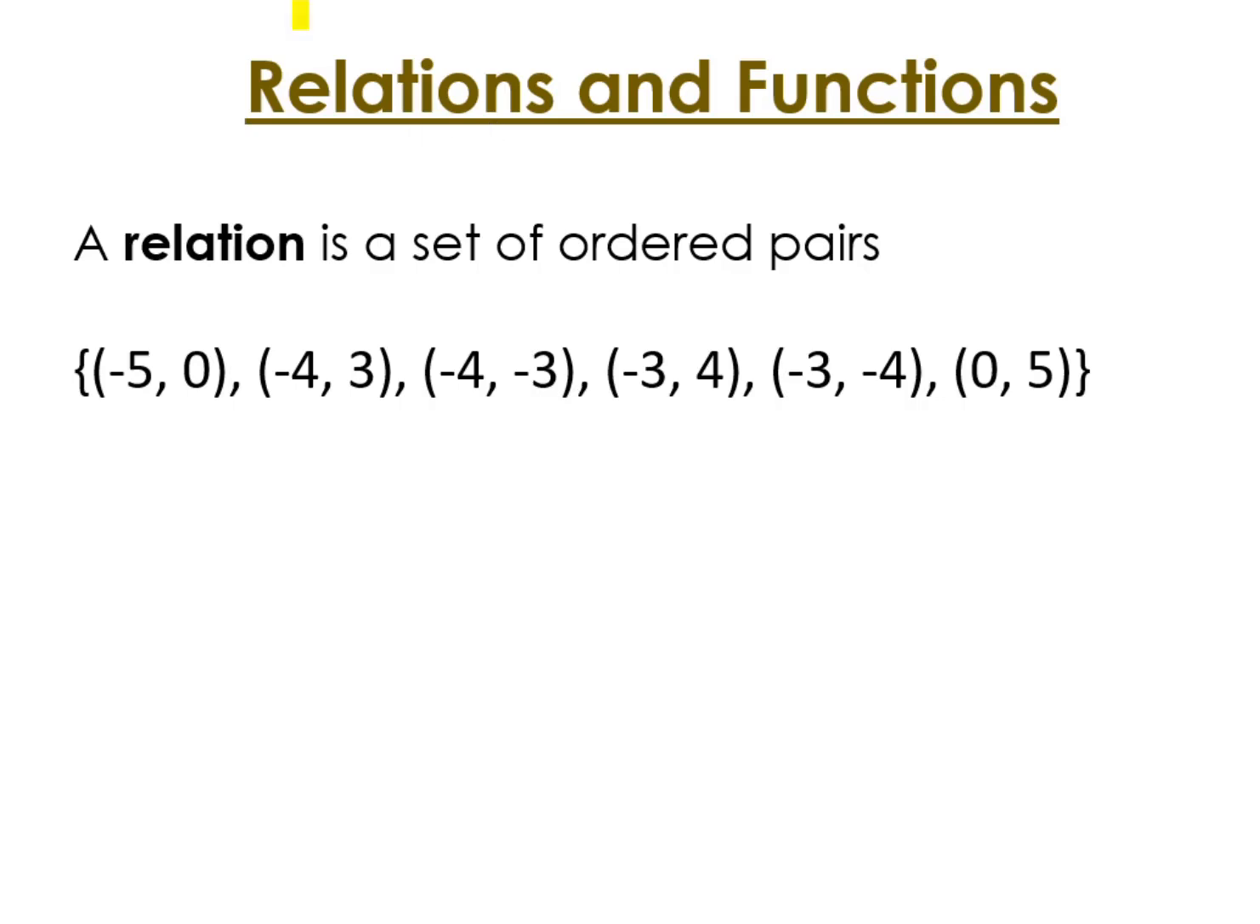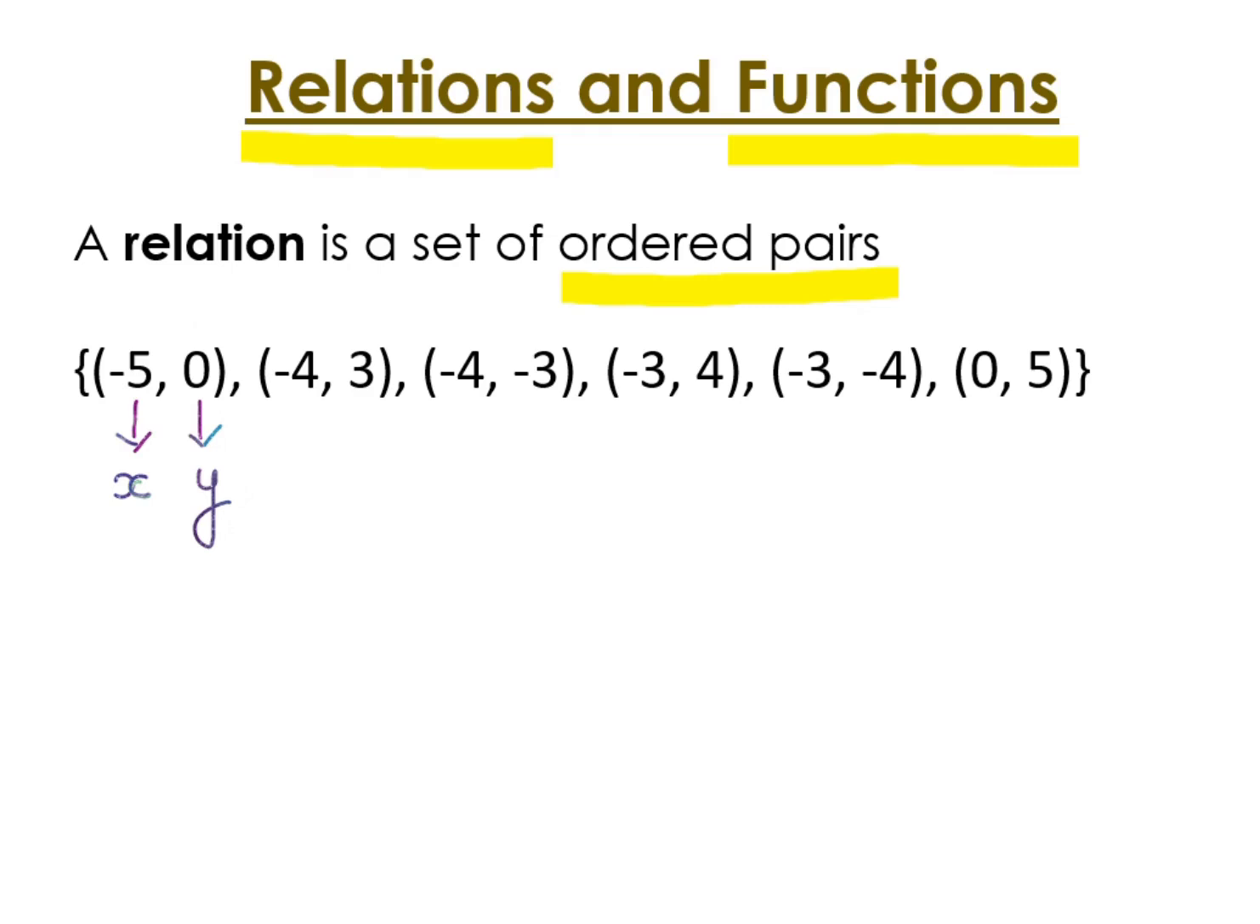Hello, today we'll understand what relations and functions are. A relation is a set of ordered pairs, and here is an example of what an ordered pair looks like. In an ordered pair, the first given value is the x value, or the independent variable value, and the second given value is the y value, which is also called the dependent variable value.